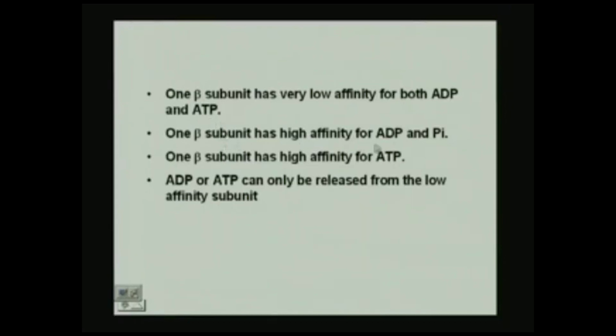One beta subunit has high affinity for ADP and Pi. So it is going to take in the substrates, right? The other beta subunit has high affinity for ATP. So it will not release the ATP. It will hold on to it. It will make the ATP, but it will hold on to it. As soon as it rotates, then it will be released only from the low affinity subunit. So as the gamma stalk shifts, it changes it from an open, tight, loose state. So once it's collecting, once it's making, once it's releasing. So it goes on that way.